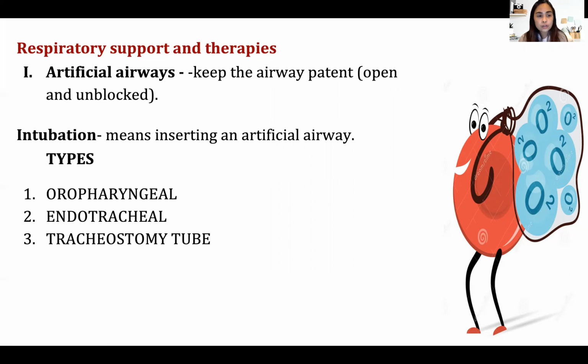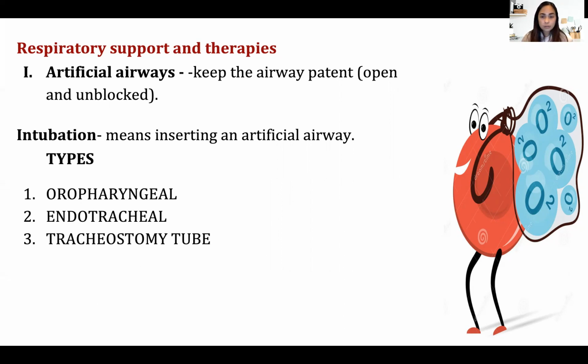What is intubation? Intubation means inserting an artificial airway. When inserting a tube so the patient can breathe, it is the process of intubation. We have different types of artificial airways we can see in the hospital. We have the oropharyngeal, we have the endotracheal, and we have the tracheostomy tube.